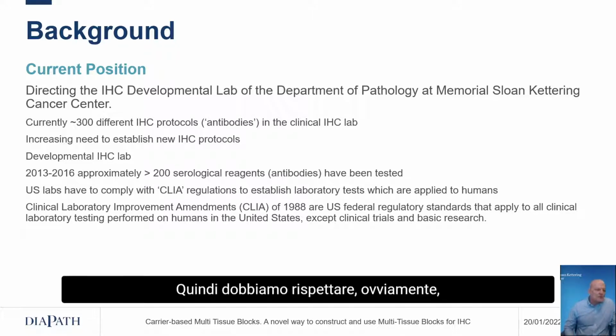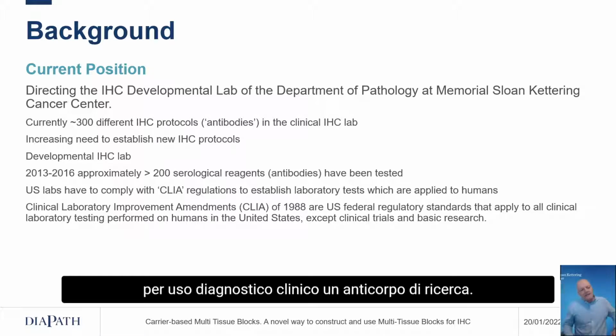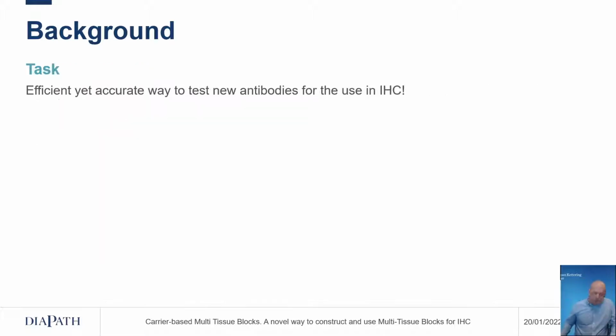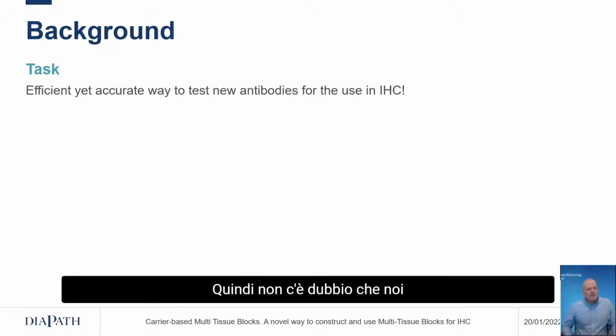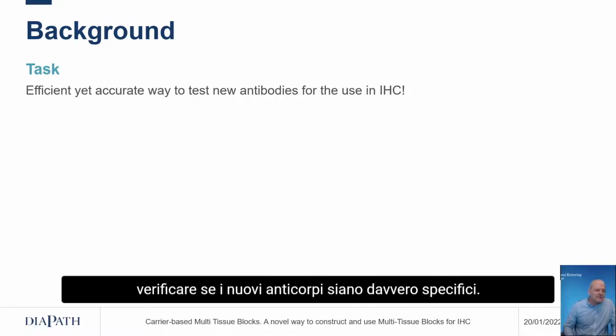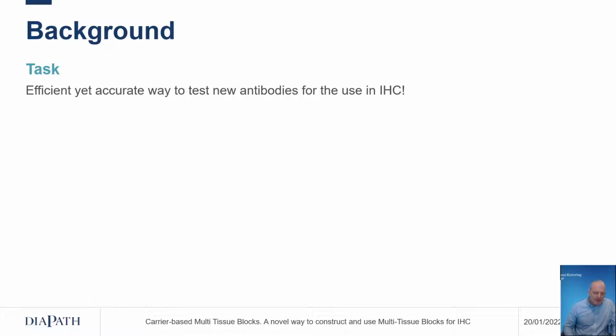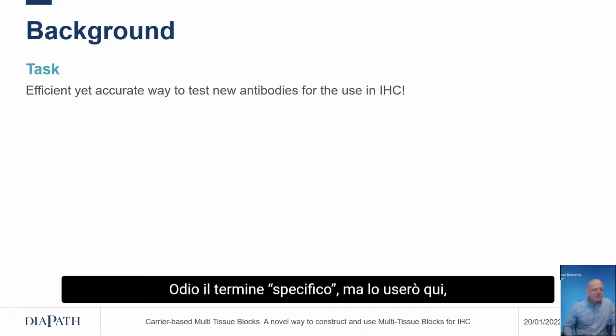So we have to comply, of course, with regulations, nothing without regulations. They're called CLIA regulations here. We have to fulfill certain requirements in order to make a commercially available research antibody a clinical diagnostic reagent. So there is no question that we need an efficient way to test new antibodies if they're really specific. I hate the term specific, but I will use it here, in quotation marks.